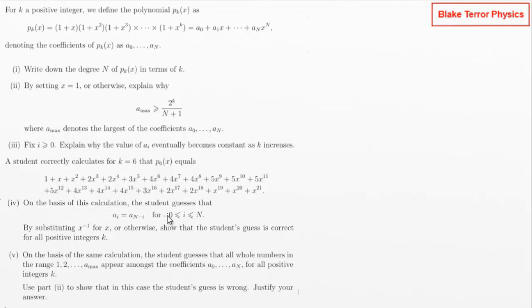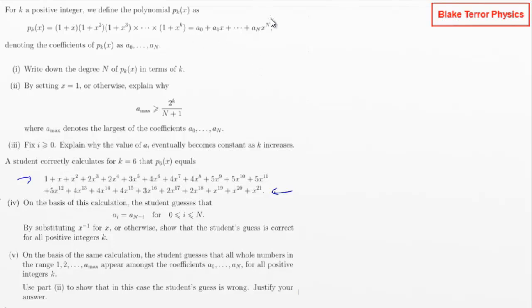So a_i equals a_(n-i). So the coefficients are the same whatever end you start at. So 1, 1, 1, 2, 2, 3, 1, 1, 1, 2, 2, 3. Yeah, so it doesn't matter if we start at this end or this end. We're getting the same list of coefficients. By substituting x to the power of minus 1, so 1 over x for x, or otherwise, well, I'm not going to do or otherwise, show that the student's guess is correct.